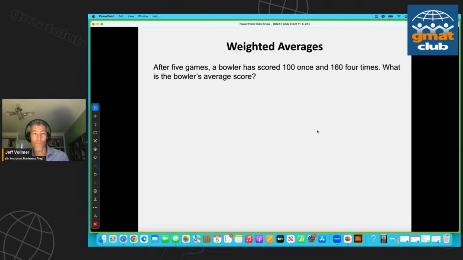All right, so now the bowler has hit a hot streak, bowls the 100 once, and then hits 160 four times. So 5 games, got 100 once, 160 four times. What's the bowler's average score? You can do it the old school way where you just add these up and divide by 5, or you can try it with this proportion fraction way. Let me know in chat when you have an answer.